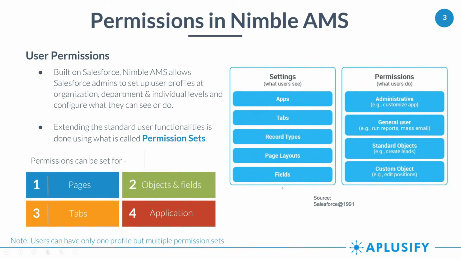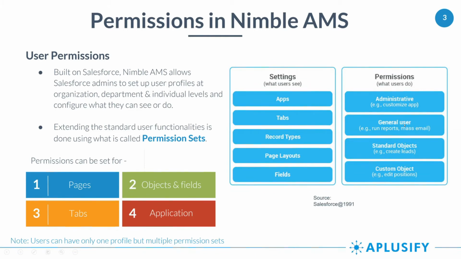So if you see on the right side, we have two things. We have something called settings and we have something called permissions. And I think most of the time users get confused about what settings are and what permissions are. So settings, in very simple language, is what the users see. As an example, users can see certain apps, they can see certain tabs, they can view certain record types, some page layouts, and some fields, right? So it is very specific to what users can see.